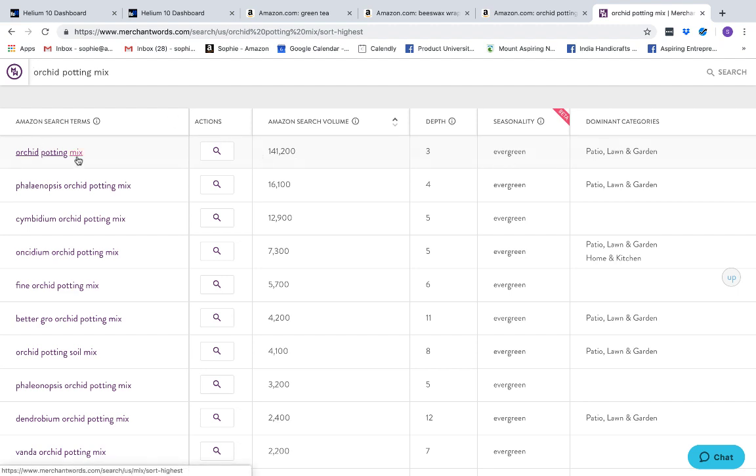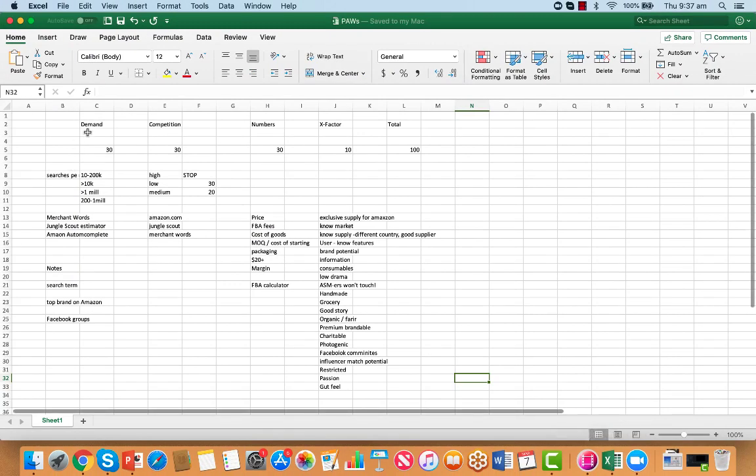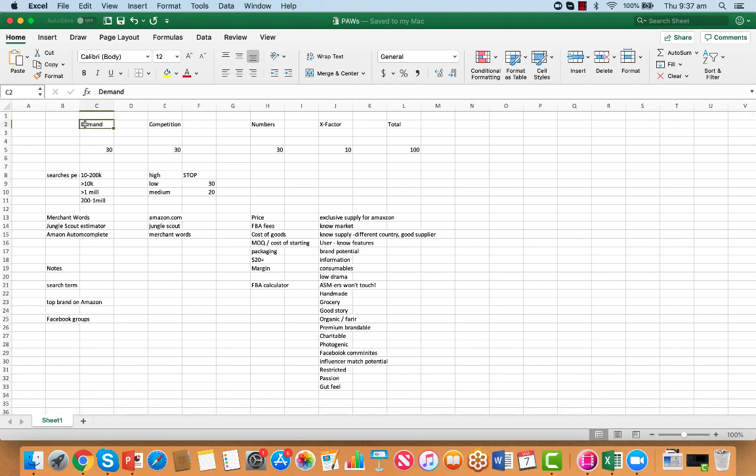So, Orchid Potting Mix, I will now pop into my little spreadsheet, which I will show you now and show you what I put into here. In my demand column, I give the searches here a mark out of 30. So the way I assess a total product, I'll just run through this top line here.